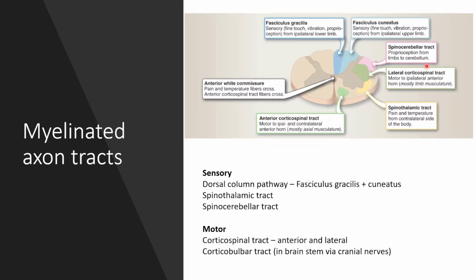Then we have the spinothalamic tract. Now the spinothalamic tract, which is the pain tract, is in the anterior part of the horn. And this is very important because it sends pain and temperature, and it's from the opposite side. Now why is that? Well, the lateral spinothalamic tract is on the same side. However, the anterior one is on the other side.